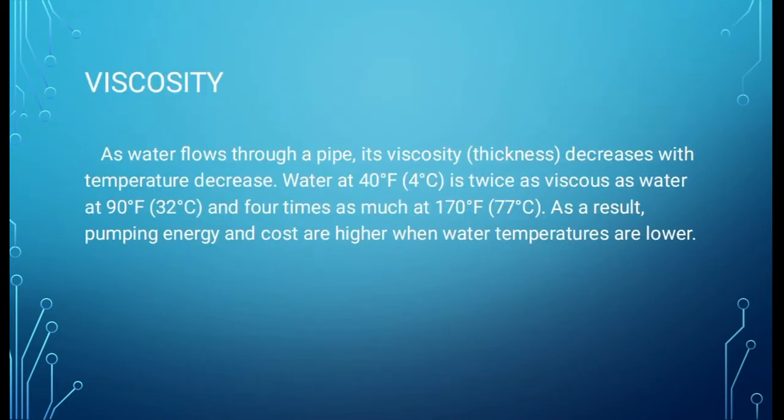Dako na po tayo sa viscosity. As water flows through a pipe, its viscosity or what we call thickness decreases with temperature decrease. Water at 40 degree Fahrenheit or 4 degree Celsius is twice as viscous as water at 90 degree Fahrenheit or 32 degree Celsius, and 4 times as much as 170 degree Fahrenheit or 77 degree Celsius. As a result, pumping energy and cost are higher when water temperatures are lower.